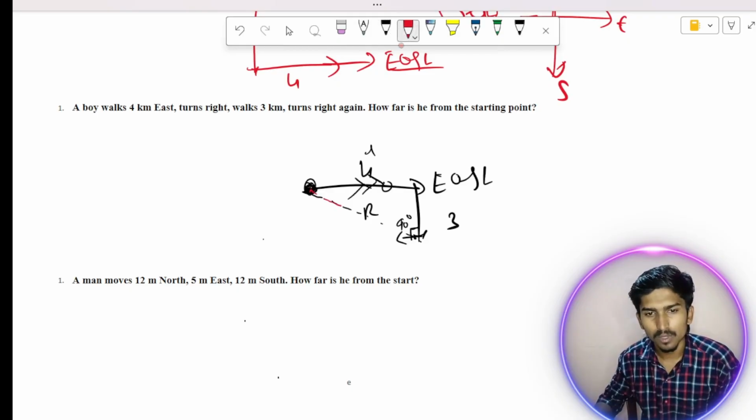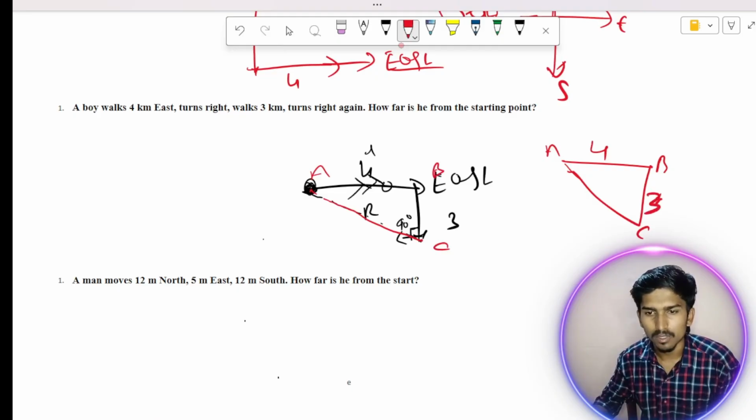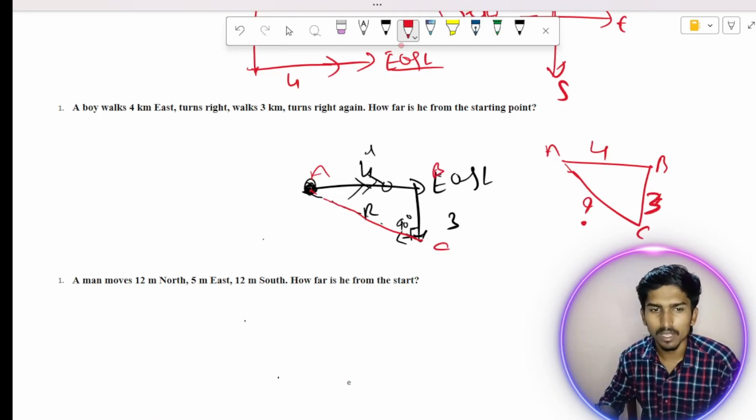This is the distance what we should find. How can we find this one? We know the Pythagoras theorem. Here the Pythagoras theorem comes. For example, it is a diagram. If you consider A, B, C, this is A, this is B, this is C. We know this distance is 4, and this is 3, and we want to find this distance. How can we find? We know the formula AC square is equal to AB square plus BC square.